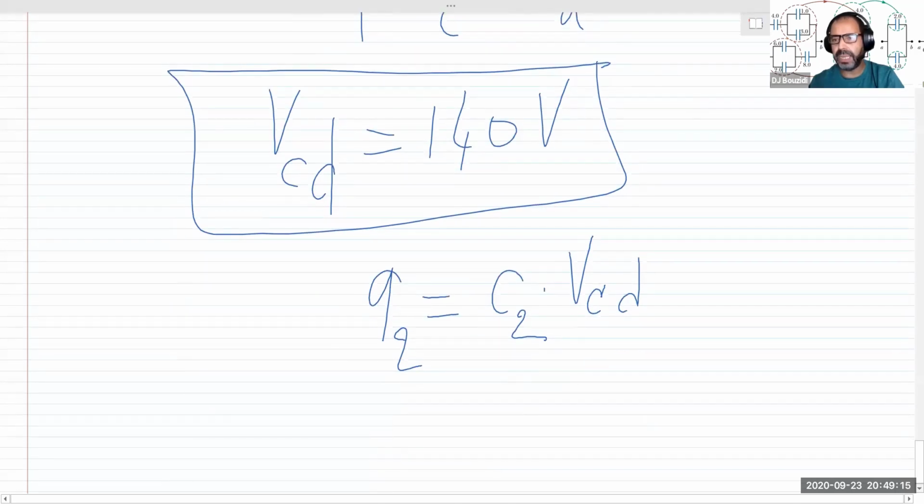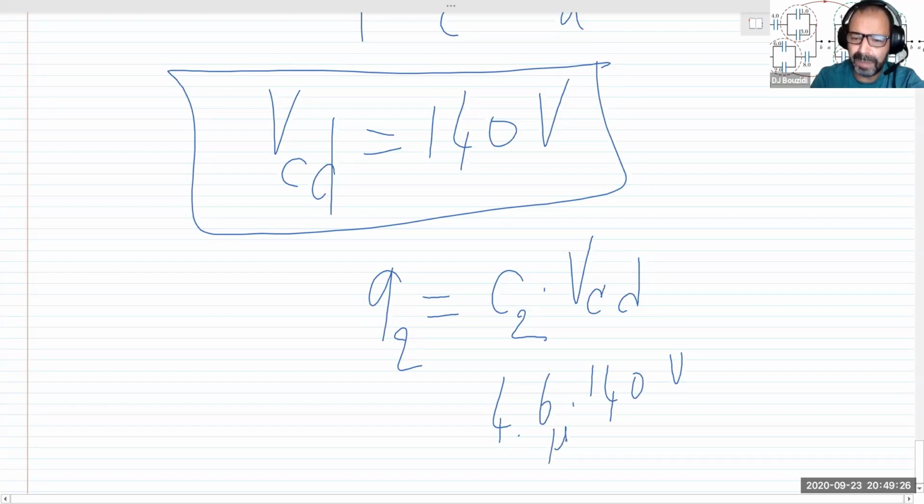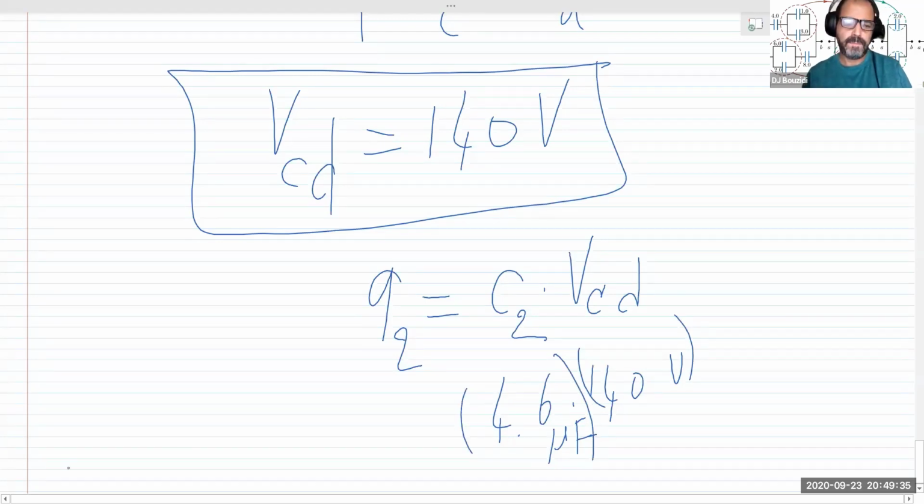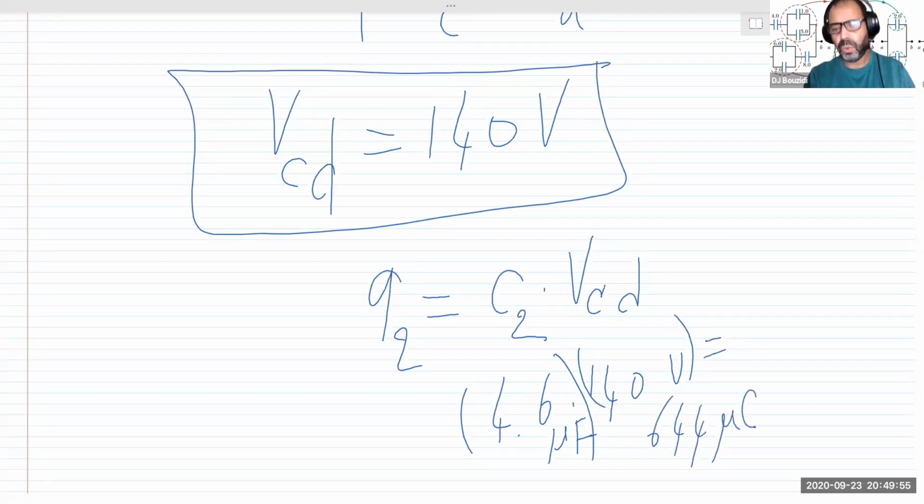And the capacitance in this case is 4.6. Is it 4.6? So I need to multiply 4.6 times 140 volts. Okay? 4.6 microfarads times 140 volts. Okay? I have to be careful with my units because the answer should be in microcoulombs. So I have 4.6 times 140, and the answer is 644 microcoulombs. Okay.